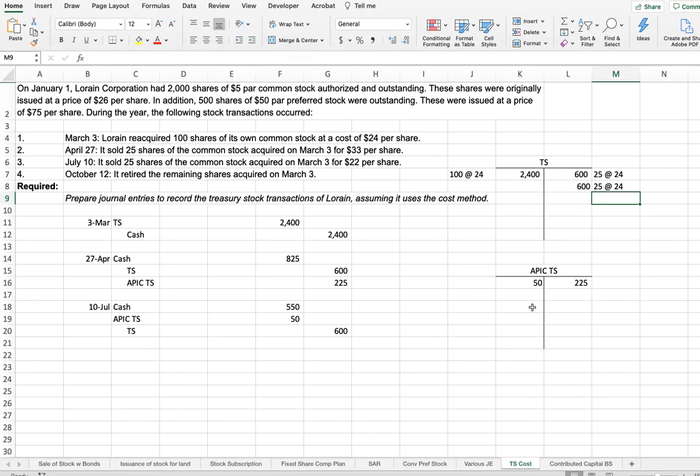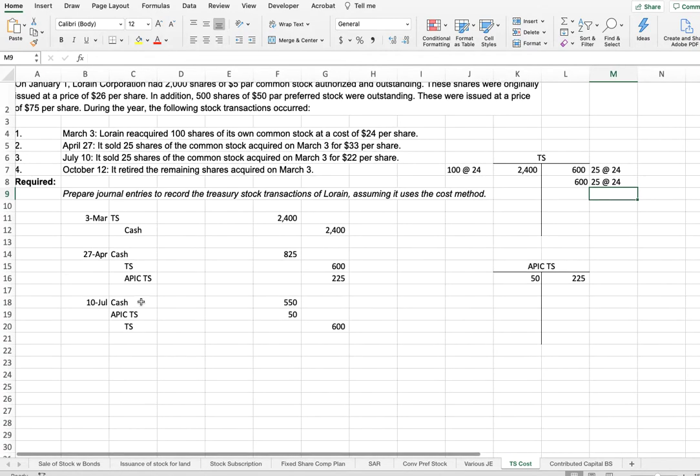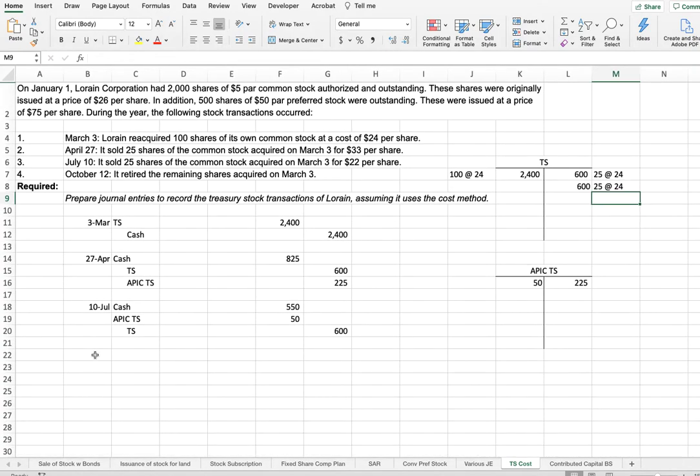I want to make a point that if we didn't have an additional paid-in capital treasury stock balance, this would have had to come from retained earnings instead. So if we didn't have it, it would have been retained earnings, or if it would have been greater than the 225 balance, we would have recorded the 225 out of additional paid-in capital, and then any remainder from retained earnings. But that wasn't the case in this problem. I just wanted to point out what that would look like if it did happen.